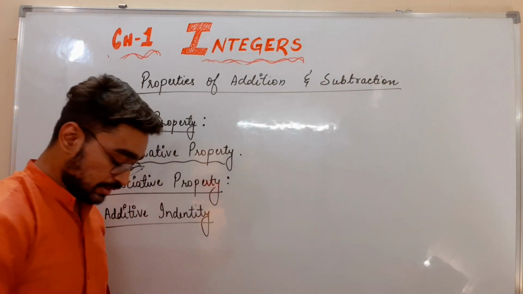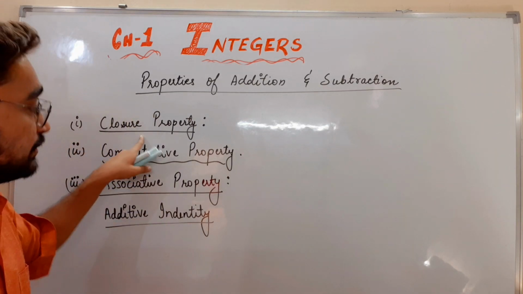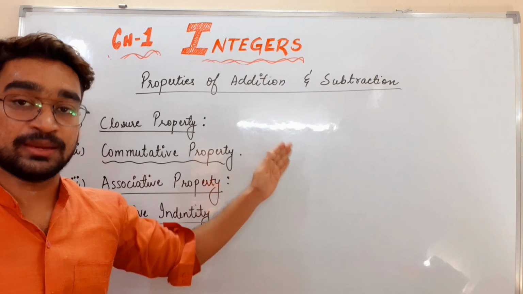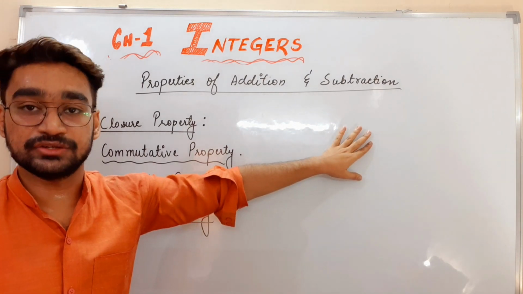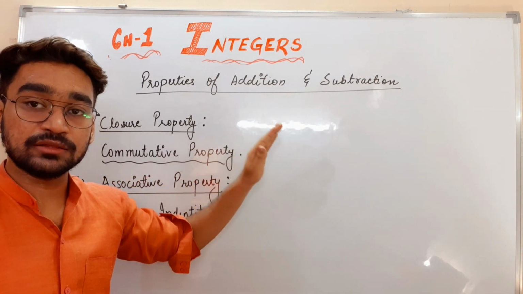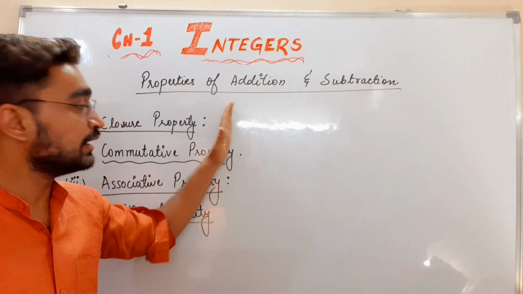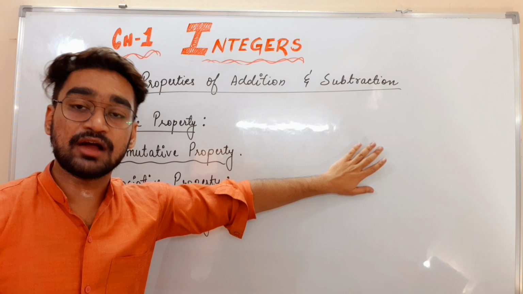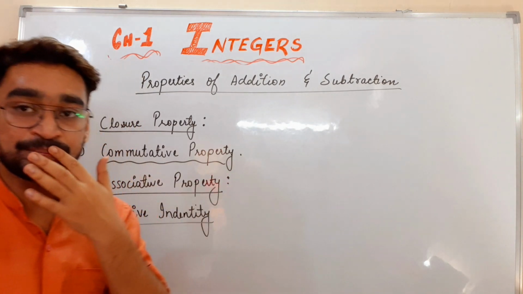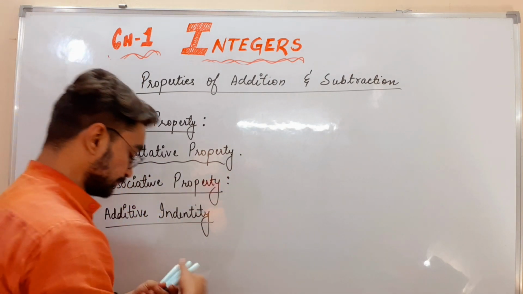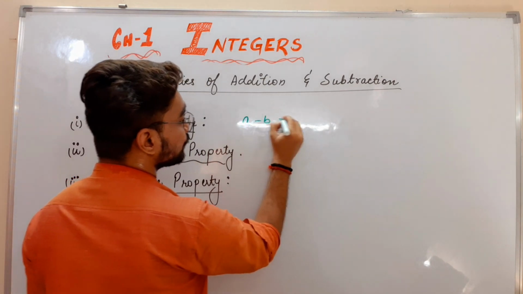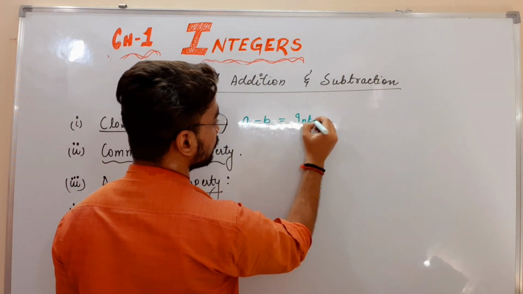Do you remember that closure property says if a and b are two integers, then the addition a plus b will also give you an integer. Now if we are checking the case of subtraction, we can say that if a and b both are integers, then a minus b, the resultant after subtraction, will also be an integer. Now let's check whether a minus b will be an integer or not.